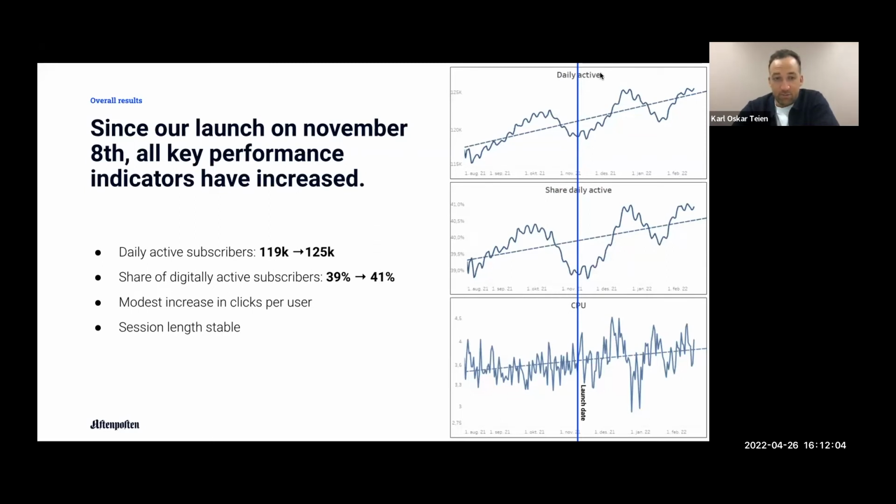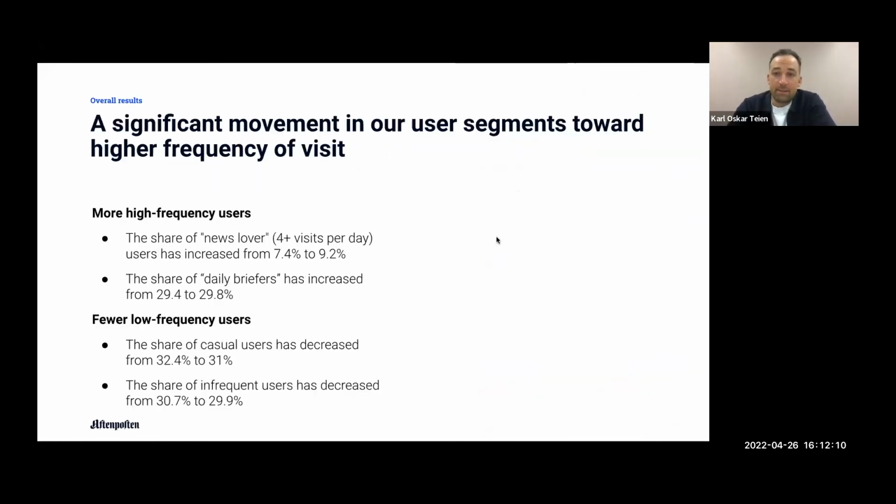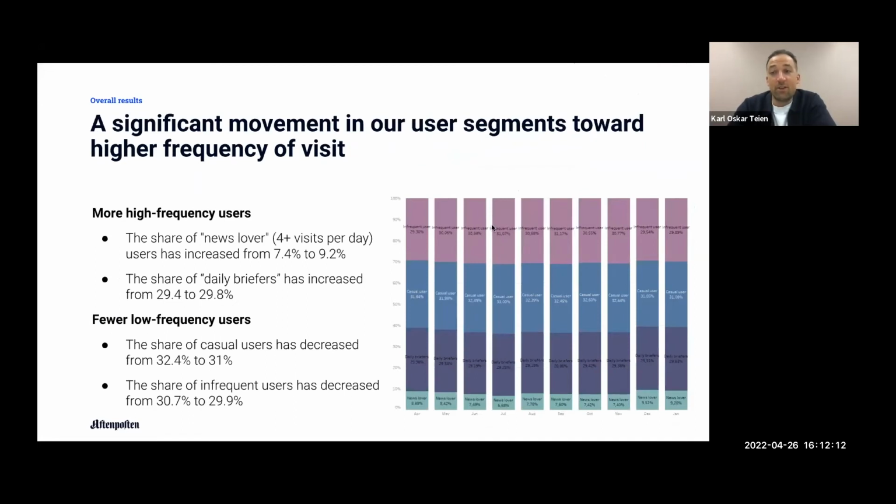Gone from 119 to 125,000. That's positive, of course. But there's other ways of looking at that as well, where I mentioned those segments earlier, and what we've seen is that there's a movement of users, especially away from the least frequent segments.